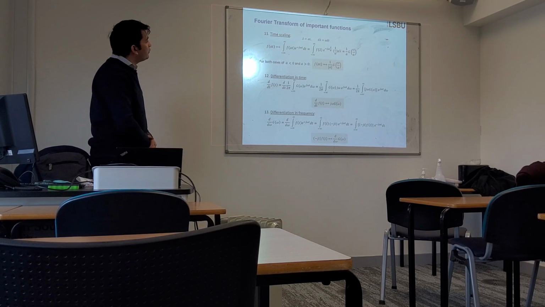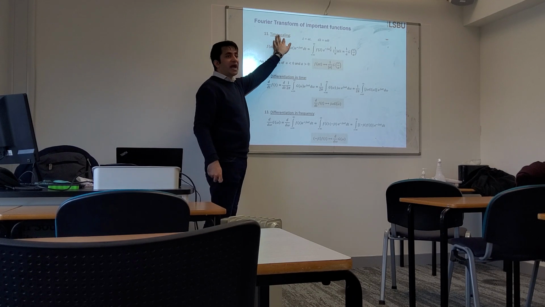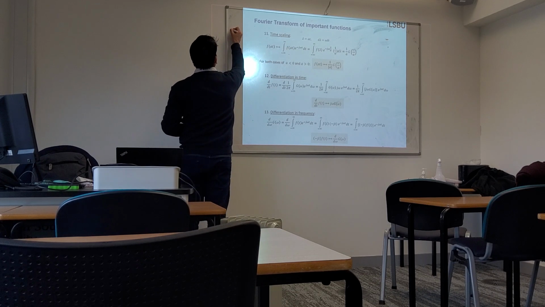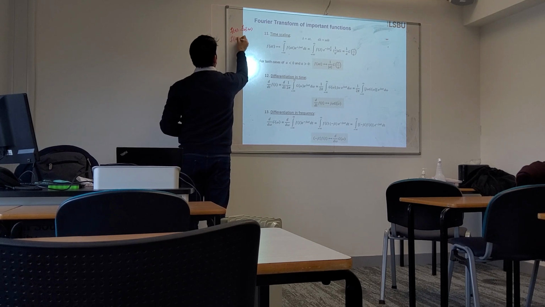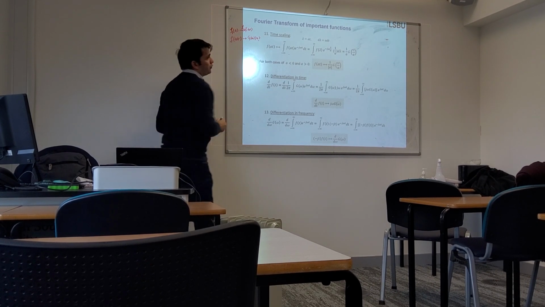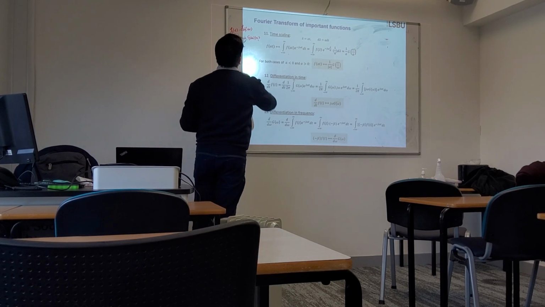Okay, moving further, we want to see what would happen if we have time scaling. If you have a function f of t and we know the Fourier transform of this function is g of omega, what would happen if we have f of at? What would g of omega look like?